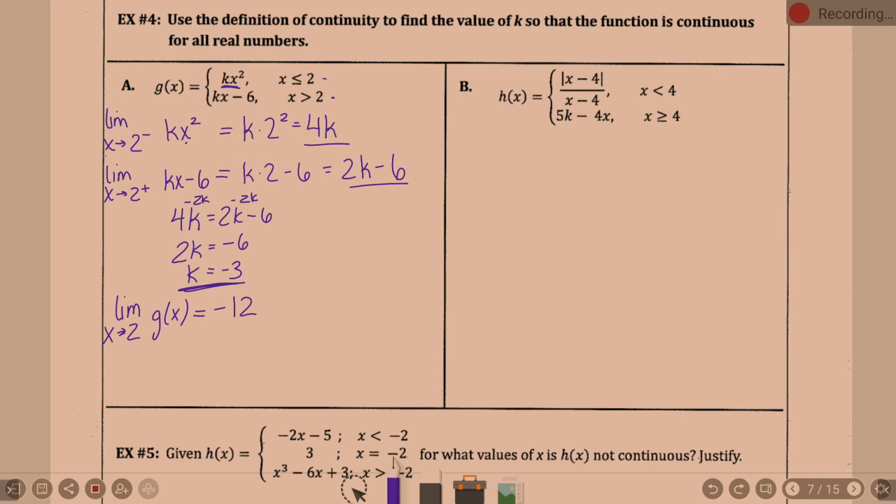And what is g of 2 then? And again, g of 2, that's plug in 2, plug in the -3. That also equals the same, doesn't it? Because you're plugging into the same thing. Therefore, we can say if k equals -3, then the limit as x approaches 2 of g of x is equal to g of 2. And I'm going to say, therefore, continuous.